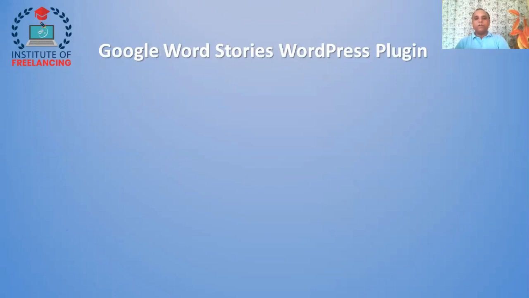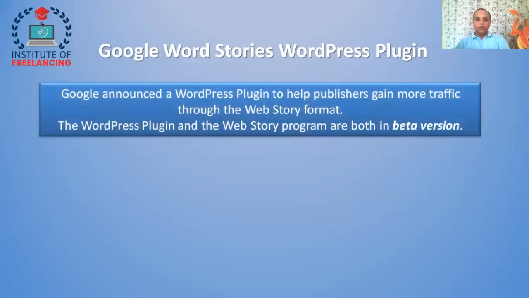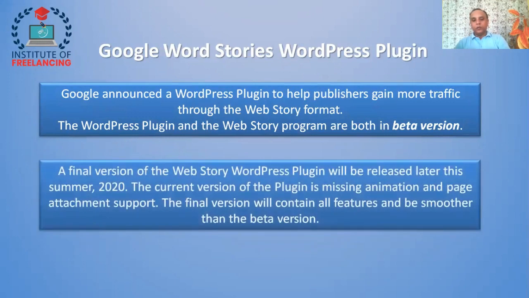So, Google Web Stories, the WordPress plugin. Let me explain exactly what this is all about. Google announced a WordPress plugin to help publishers gain more traffic through the web stories format. The WordPress plugin and the web stories program are both in beta version. Keep in mind, right now they are not in the 100% full version, whereas a final version of the Web Stories WordPress plugin will be released later this summer, 2020.